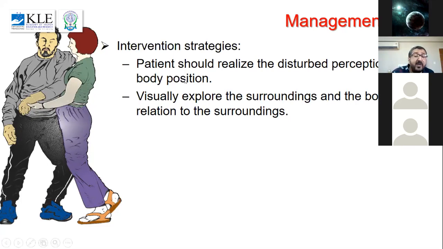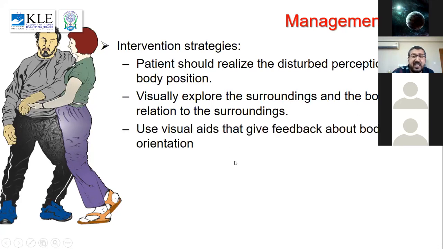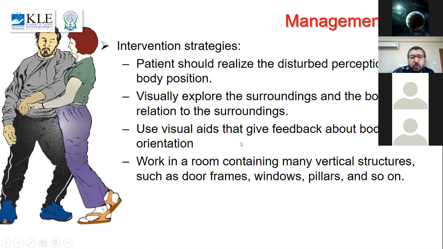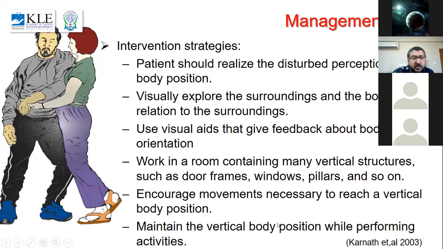You should always ensure that the patient is exploring the environment, and there should be visual feedback units also available. The room should also have enough vertical structures, whether door frames, windows, panels or shelves, or whatever it is, so that we can ask the patient to reorient towards that particular vertical structure. So that's it about it. And then eventually you should promote the activities in those positions.